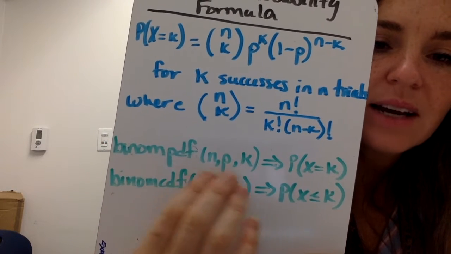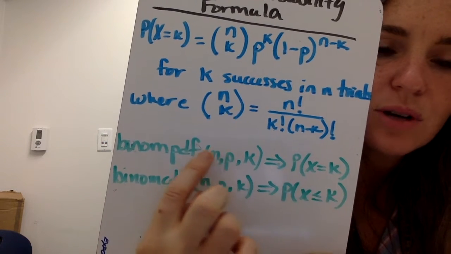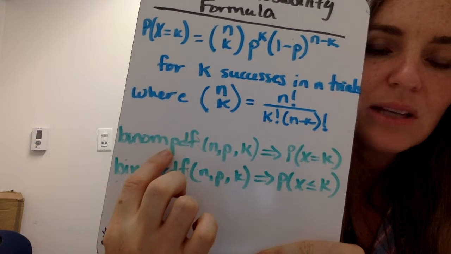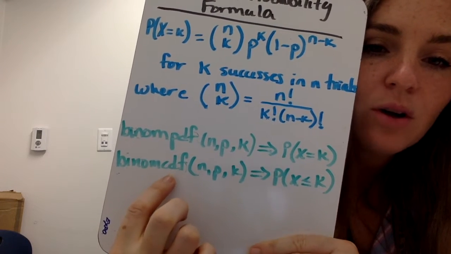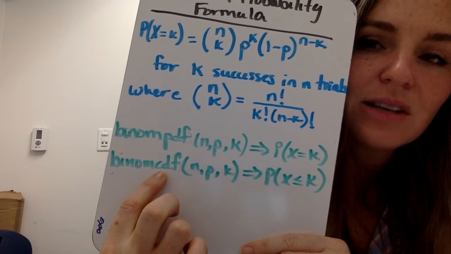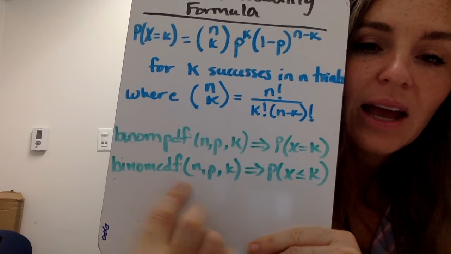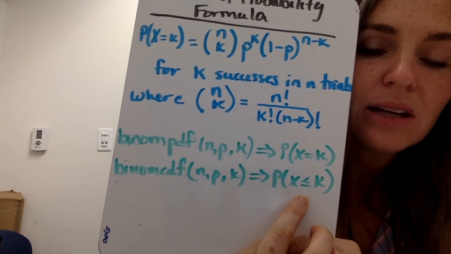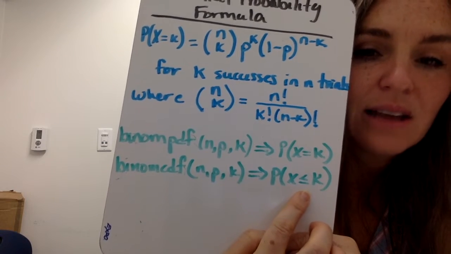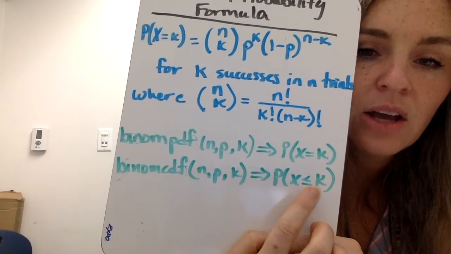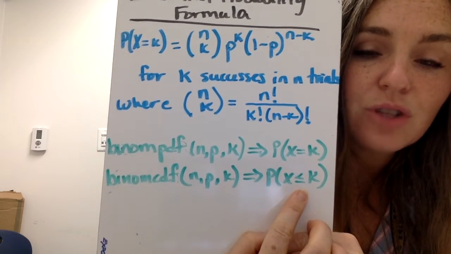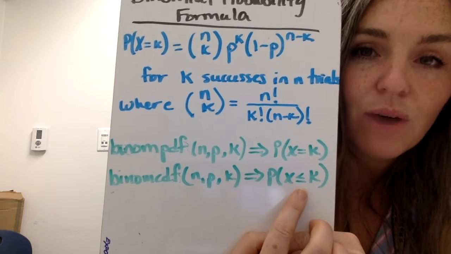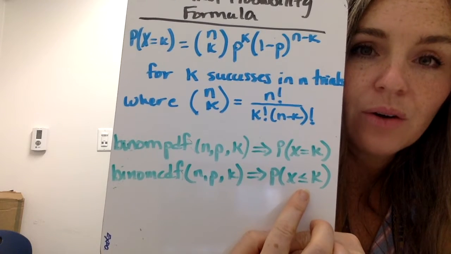If you want to find exactly k successes, you would use binom PDF. Remember, P stands for point, so it's only one point that you're looking for. Then you also have binom CDF, which is the cumulative function, and it gives you the probability that it's less than or equal to k trials. So remember, if you're looking for greater than k trials, then you would have to do 1 minus this value to get the greater than probability.